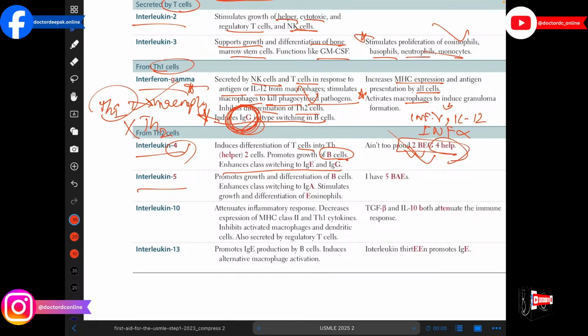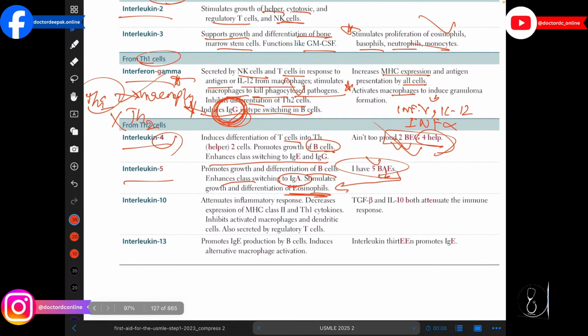Interleukin 5 promotes the growth and differentiation of B cells and has class switching to IgA. They stimulate the growth and differentiation of eosinophils. I have 5B. 5B means B cell promotion for the growth, IgA formation, and E stands for eosinophil. If you correlate the mnemonic and learn these things within the mnemonics, it will be very easy for you. Interleukin 10 attenuates the inflammatory response.